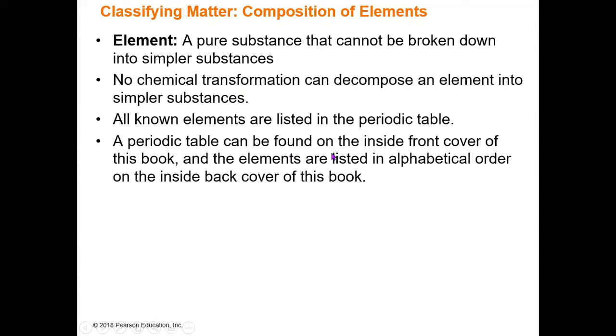The periodic table can be found on the inside front cover of this textbook, and the elements are listed in alphabetical order on the inside back cover of this book. So the periodic table in the front cover of the book is listed by atomic number. The one in the back is listed alphabetically by the name of the element.